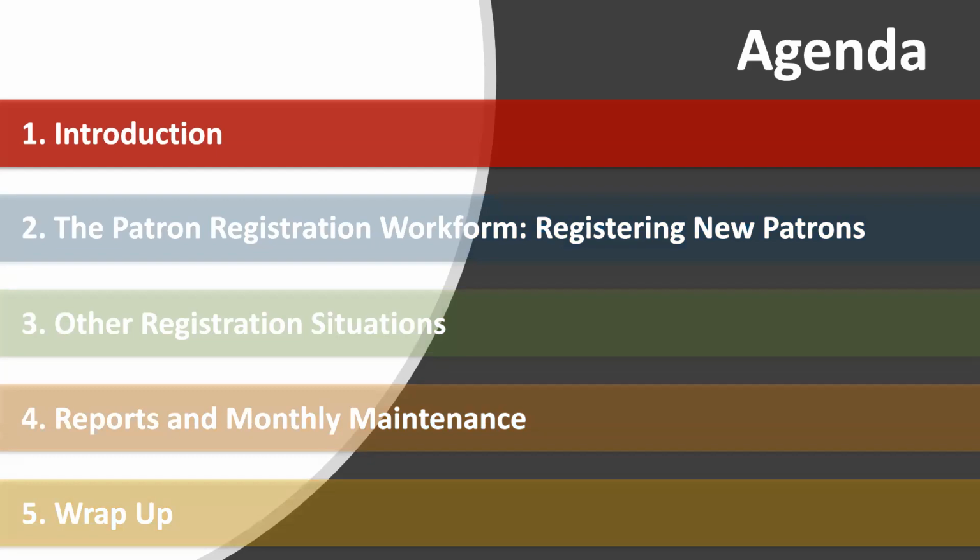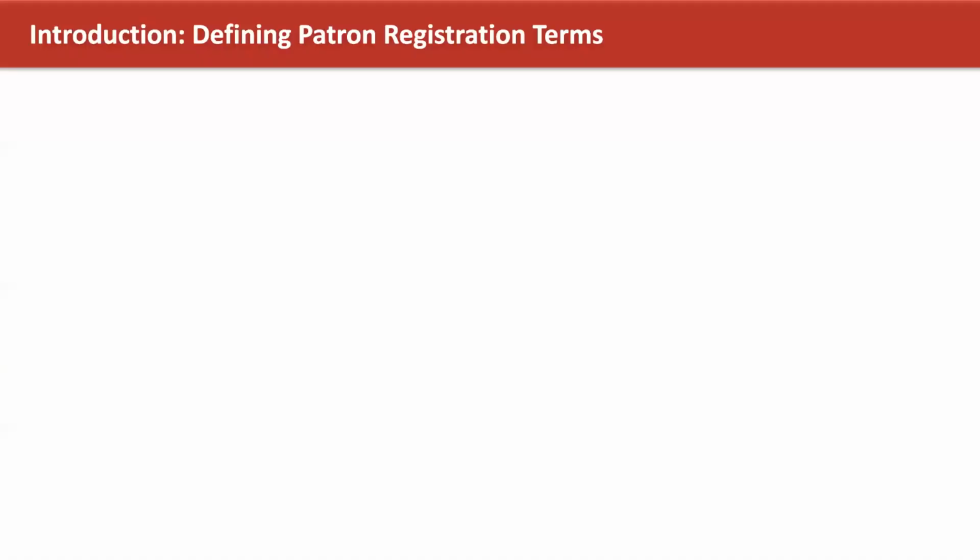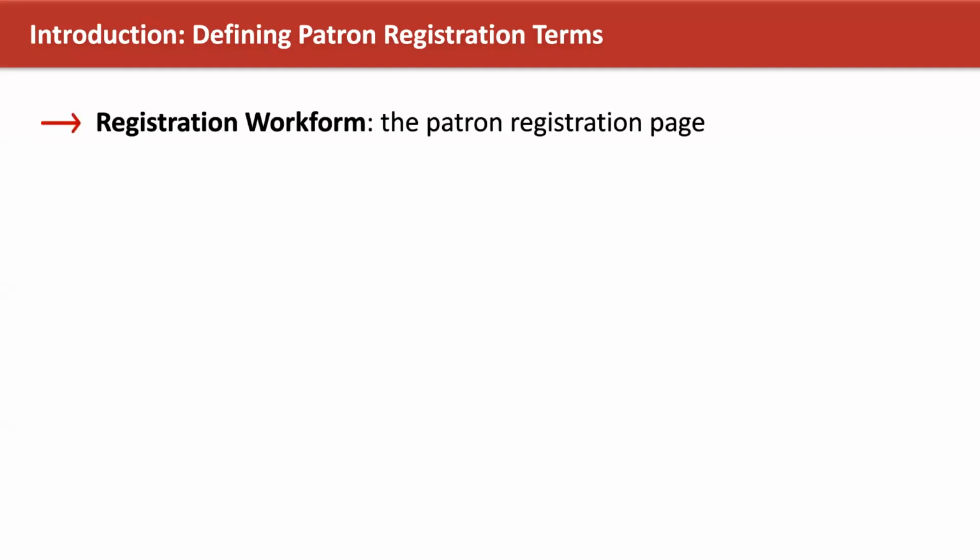So the first thing I want to do today is to review some related terminology that you're going to hear throughout this training. So to start with, pages in LEAP are called work forms. These can be either records like an item record or a patron record, or these can be a tool or form like the pick list or patron registration. So you will hear me refer to the patron registration page as the registration work form.